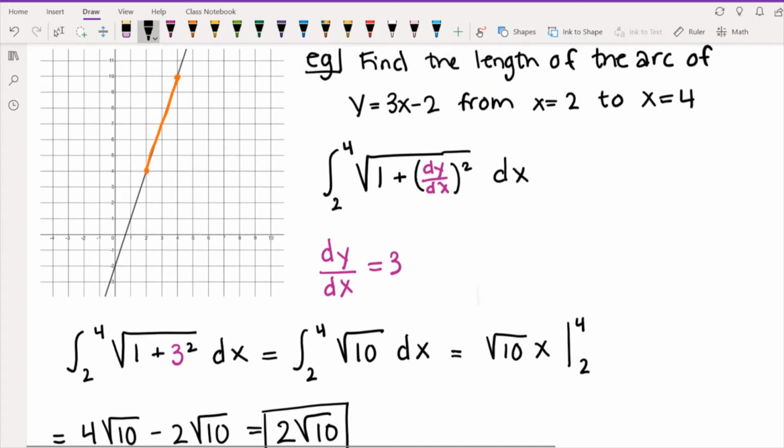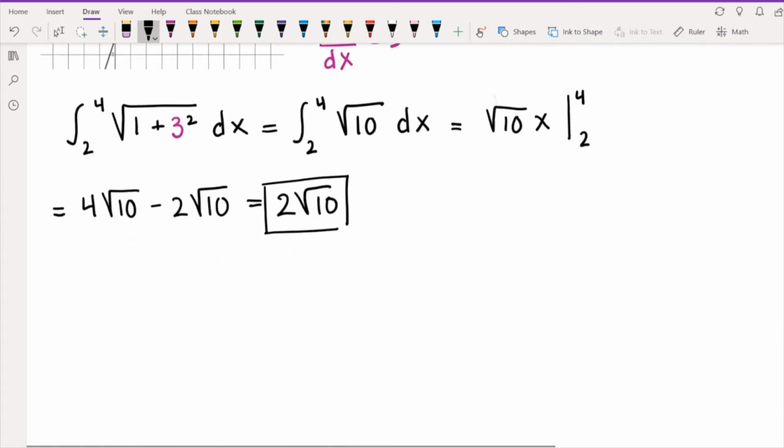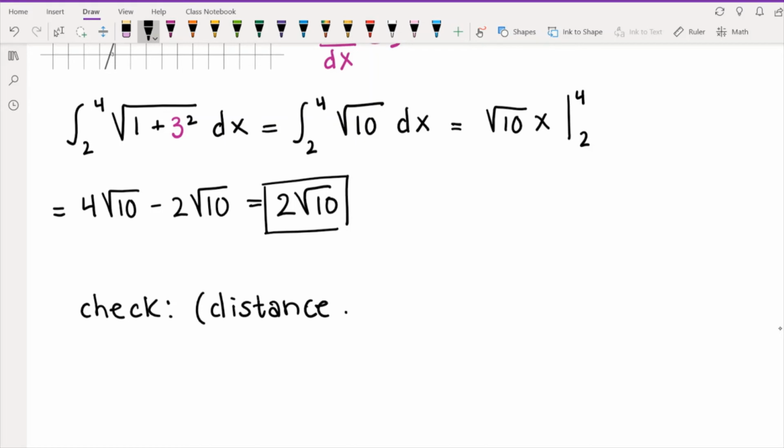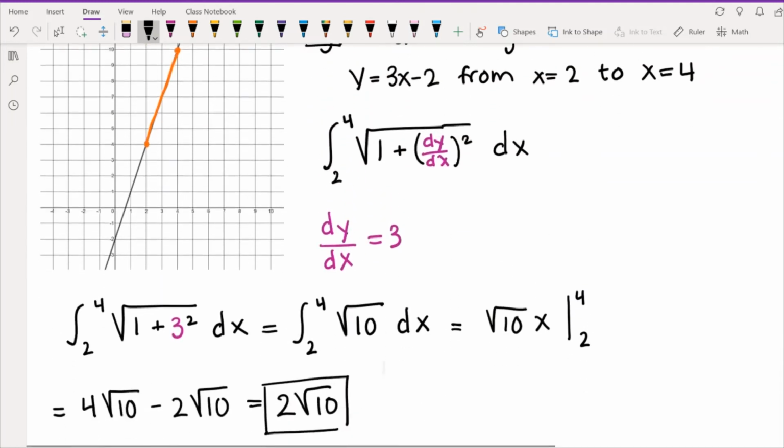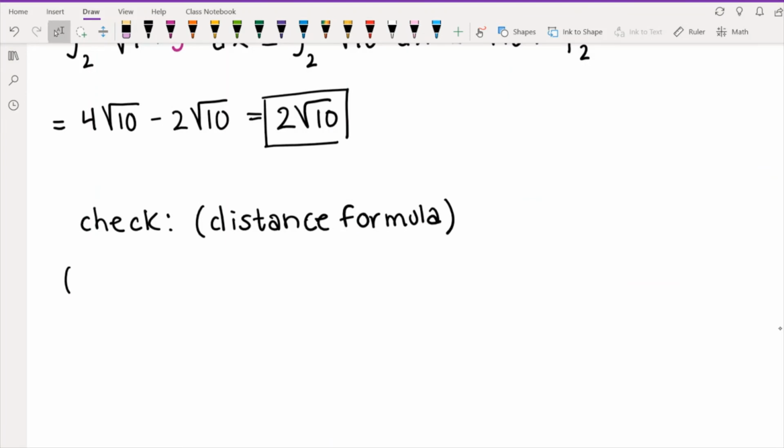And so we can check that this works by trying the distance formula. Let's just do that real quick. Because it's a line, you don't really have to use arc length, but I think it's kind of neat to see that it actually works to do it either way. So the 2 points, right, would be 2, 4, and 4, 10. So we have 2, 4, and 4, 10.